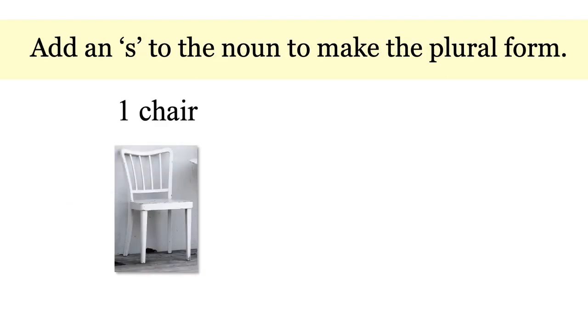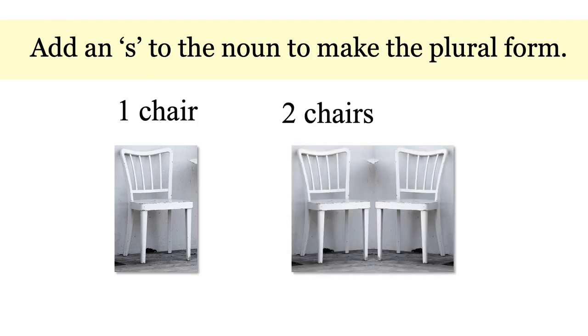Back to nouns. Add an S to the noun to make the plural form. So we have 1 chair and 2 chairs. Notice the S. Add an S to make the plural form. So 2 chairs, 20 chairs, or 300 chairs.